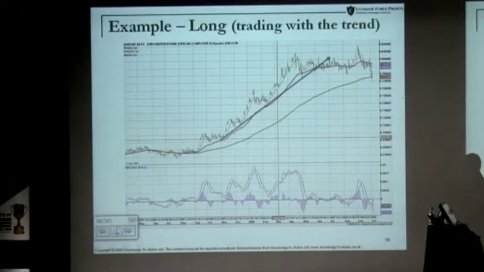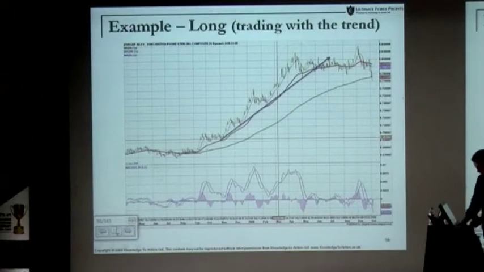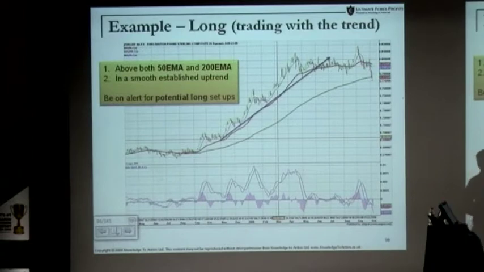In this example, we can see that we're looking long, okay? We look at the price. The price is above the 50. The 50 is above the 200, okay? So we don't look to take positions when the price is below the 50 or the price is below the 200. Why don't we do that? Because the probability of success is significantly reduced. And our job is to increase the probability of success and reduce the risk. So the key here is if price is above both the 50 and the 200, nice smooth established uptrend, we would be on alert for potential long setups. Is that the only time we go long? Yes, it is. It's the only time we go long.